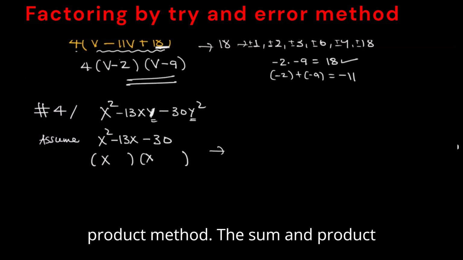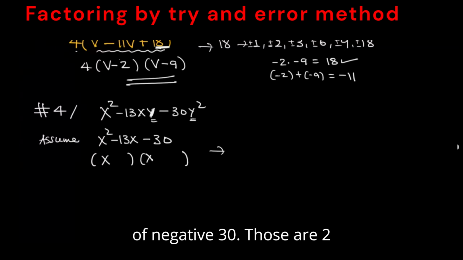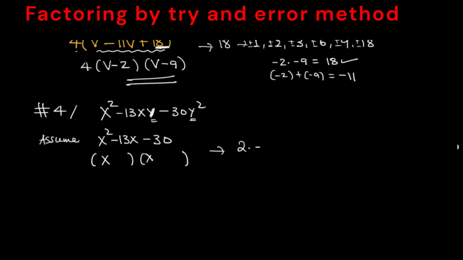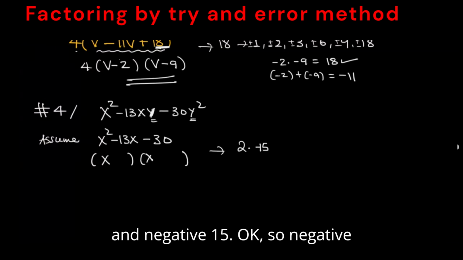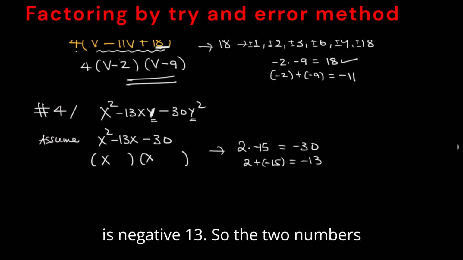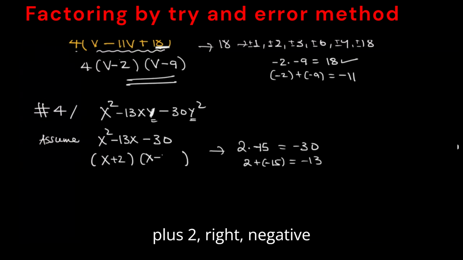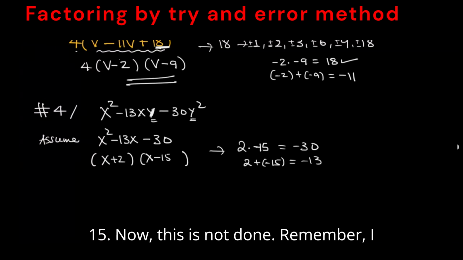So the sum and product method: we have two numbers from factors of negative 30. Those are 2 and negative 15. 2 times negative 15 is negative 30, right? And then 2 plus negative 15 is negative 13. So the two numbers are positive 2 and negative 15. So what I can do is plus 2, negative 15.